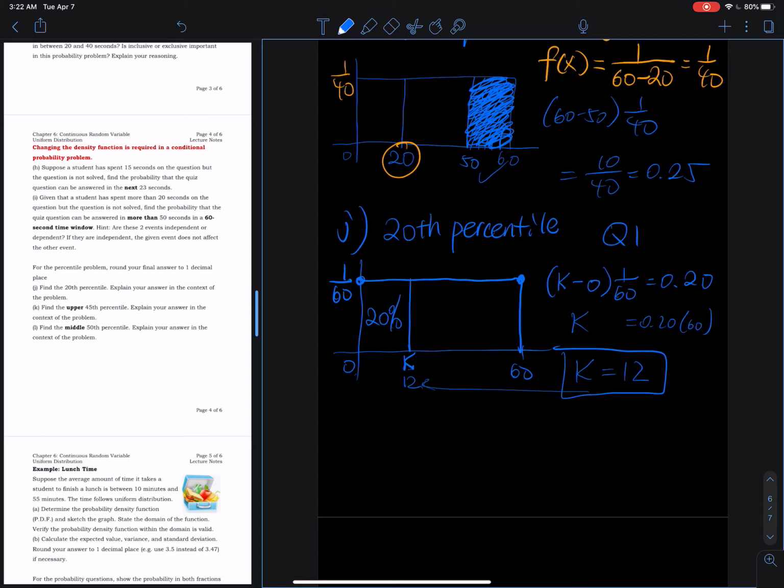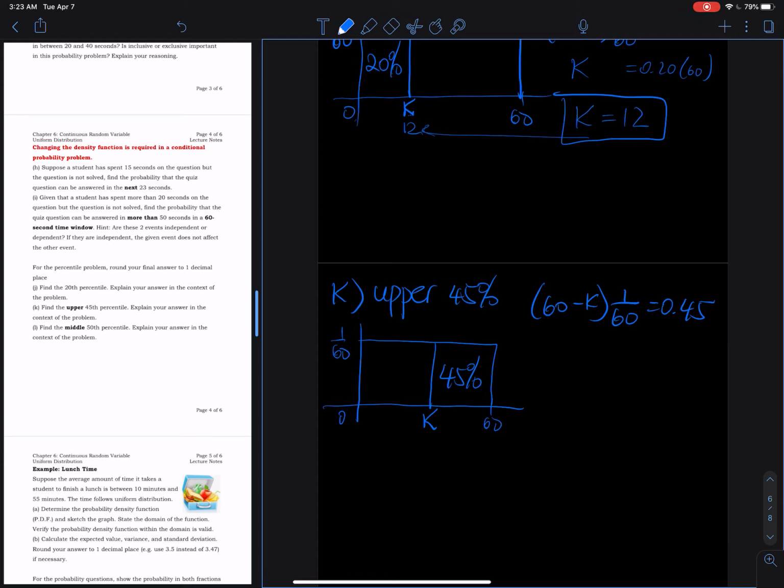Part K is upper 45. K is upper 45. Upper means right hand side. So we do this from 0 to 60. Cut 45% on the right, then this is K. Okay, how do we solve that? We have 60 minus K times 1 over 60. That equals 0.45. That's how you do it.